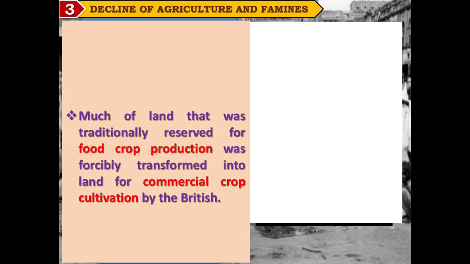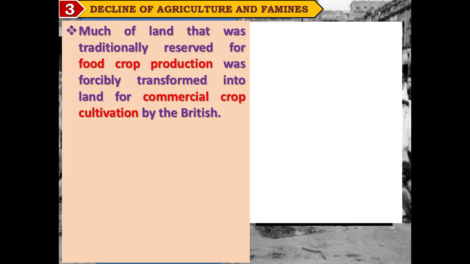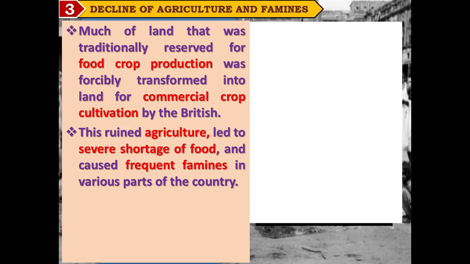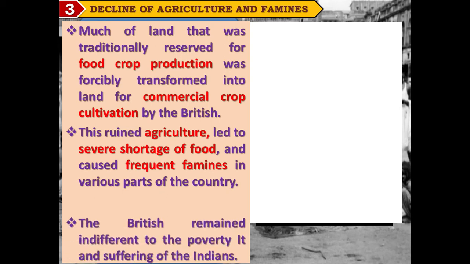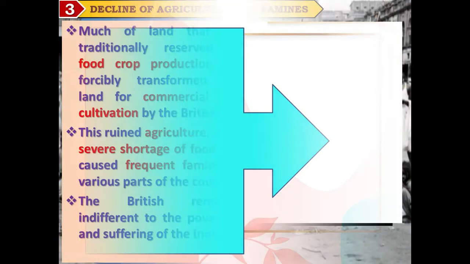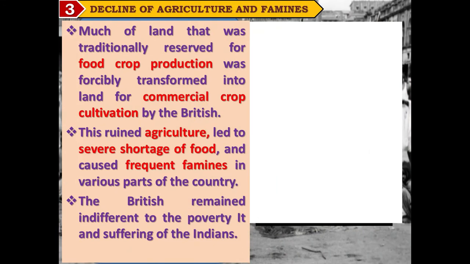Much of the land that was traditionally reserved for food crop production was forcibly transformed into land for commercial crop cultivation by the British. This ruined agriculture, led to severe shortage of food and caused frequent famines in various parts of our country. The British remained indifferent to the poverty and suffering of the Indians. So I'm going to show a short video about the famines.